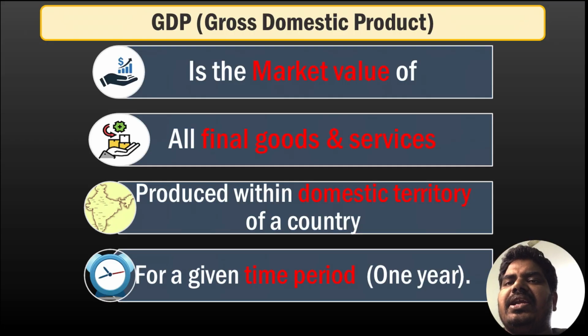Again I am repeating the definition, very important. It is the market value, and it includes all the final goods and services, and they should be produced within the domestic territory of a country, for a given time period, that is one year. I will brief you on what this means: what are final goods and services and what is meant by domestic territory.